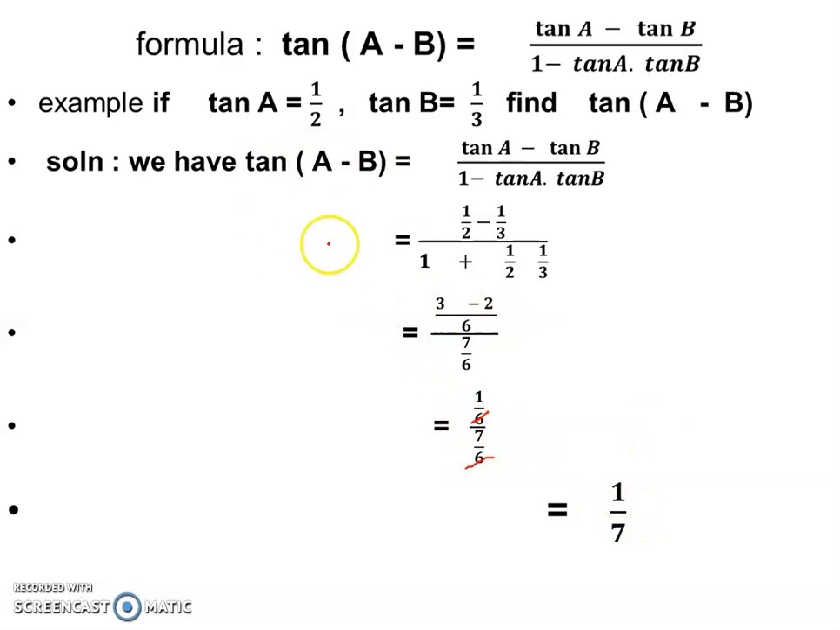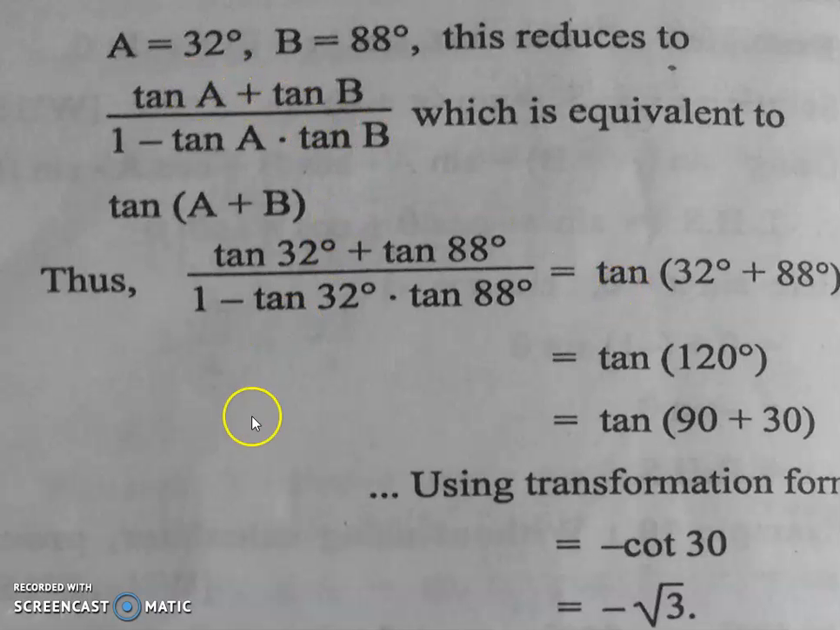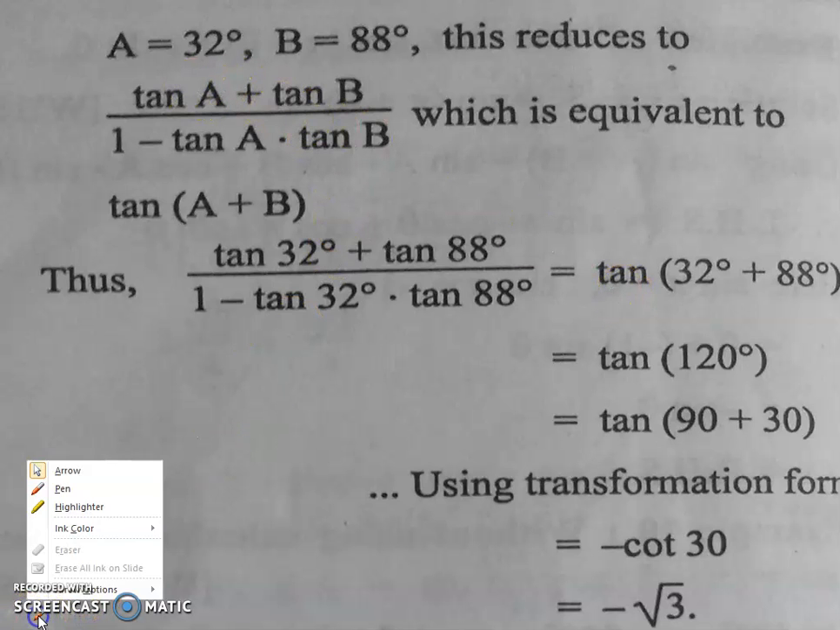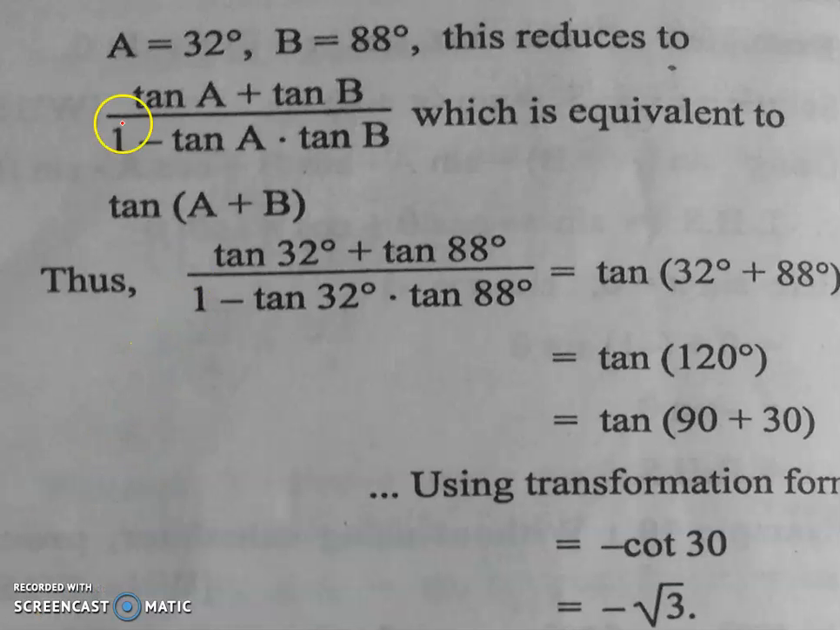We use the law of indices. I revise the formula again. Tan A minus B is tan A minus tan B upon 1 plus tan A into tan B. Here we have to take 1 minus tan A into tan B, so here it is plus. That is a printing mistake. So this is the example, solve the example from your book.